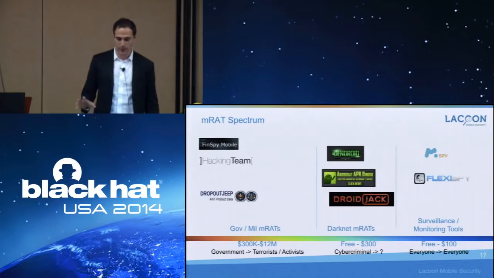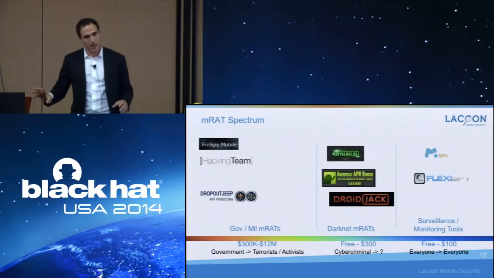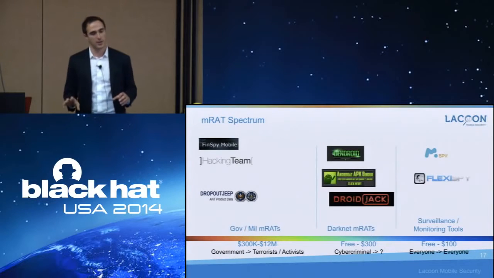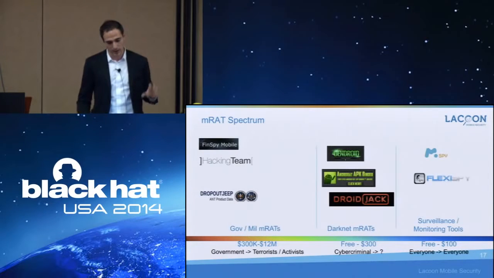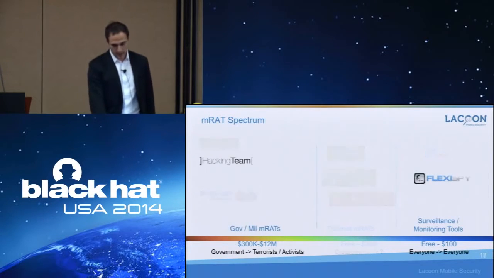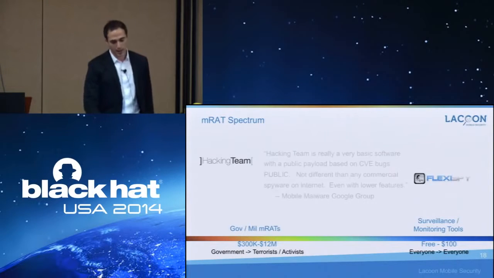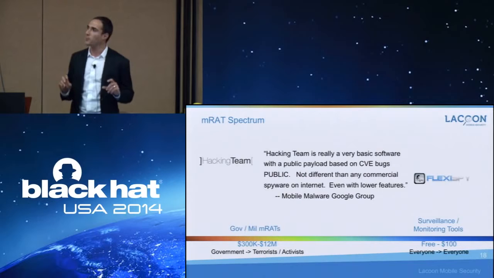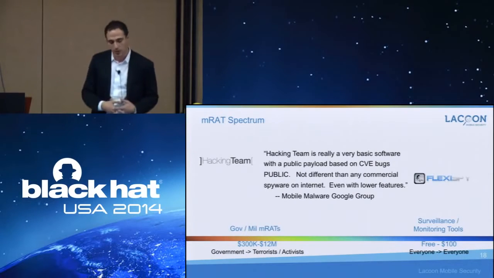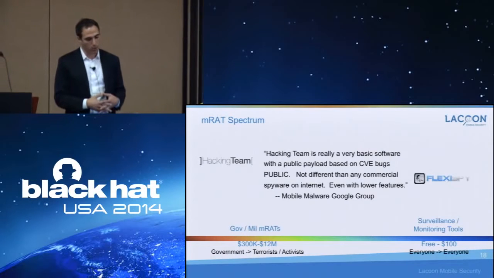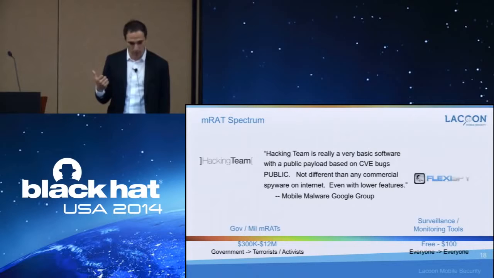And while you would think that a tool traded at $50 has a completely different sophistication level than a tool developed by a government or a nation state, the reality is that if you take FlexiSpy and the Hacking Team Trojan, you will see that they are practically the same. At least the payload, the Trojan which is dropped on the device, will be more or less the same.